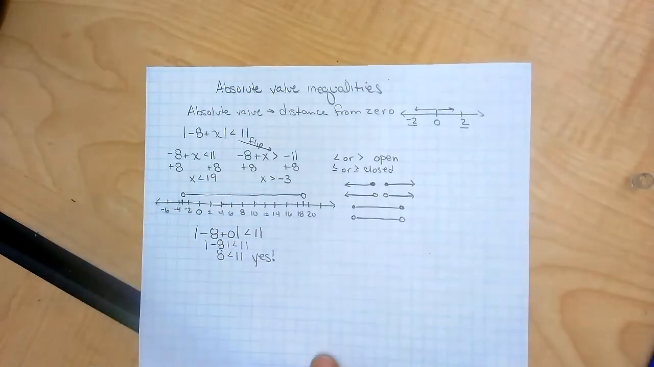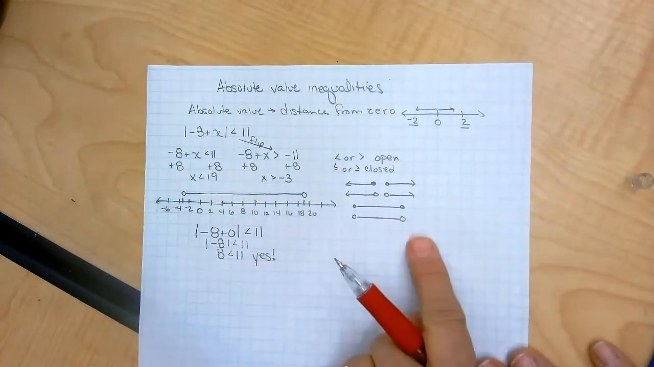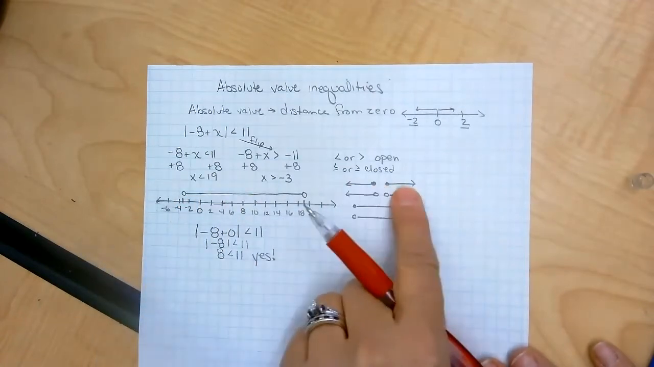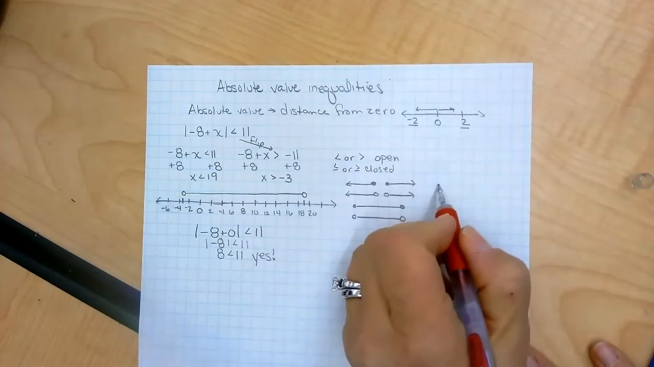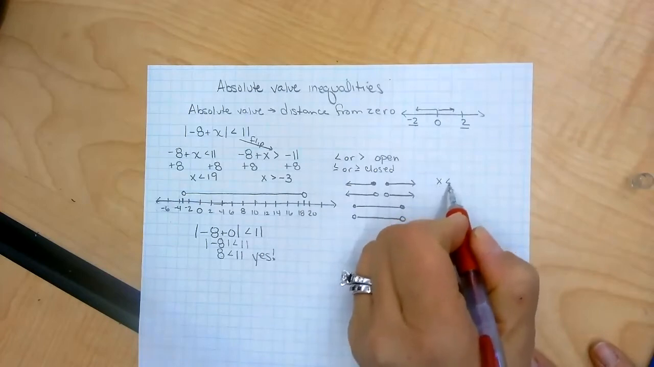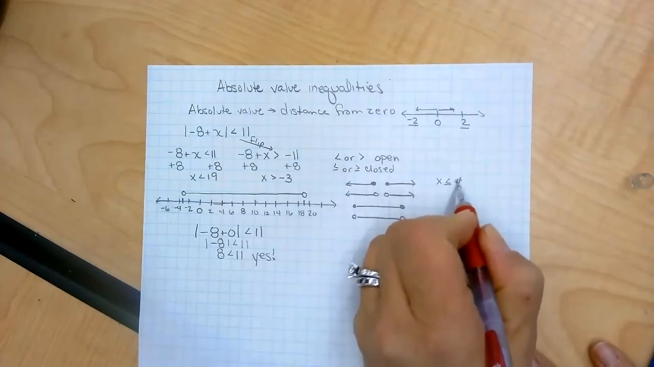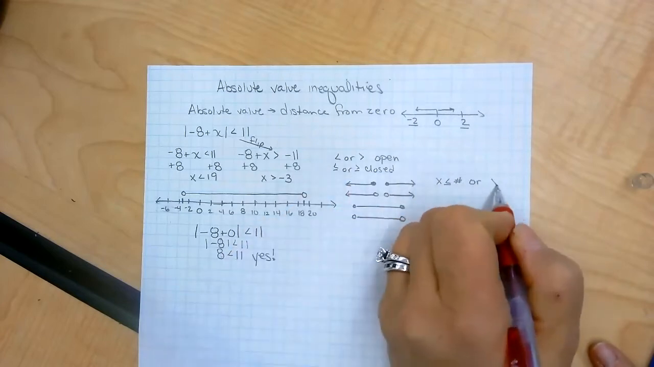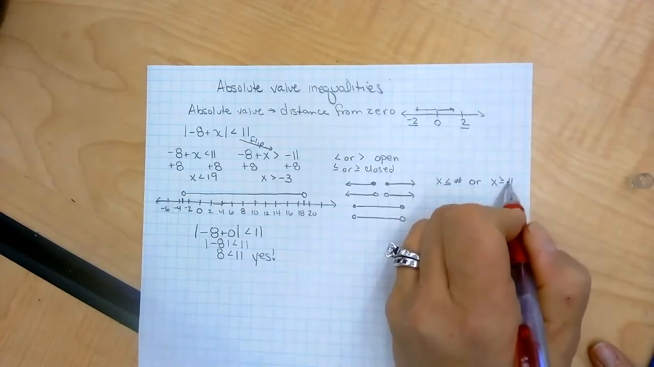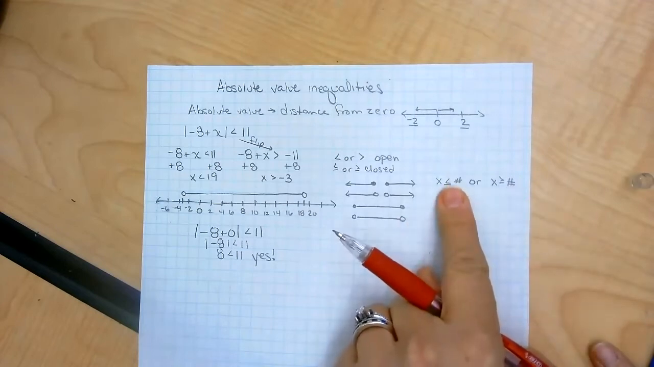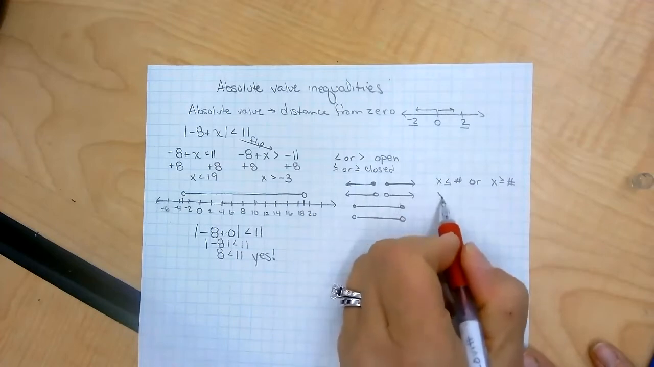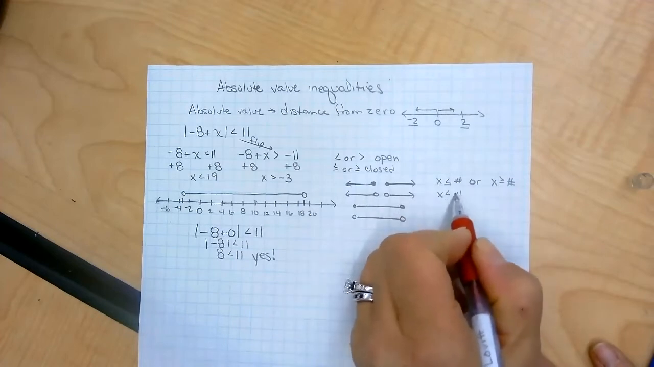Now the last thing I need to do is write my solutions. And here's how your solutions are going to be. If you have a picture like this, then it is x is less than or equal to whatever that number is, or x is greater than or equal to the number. So this is the number on the left, this is the number on the right. If it's like this, it's just the other symbol.